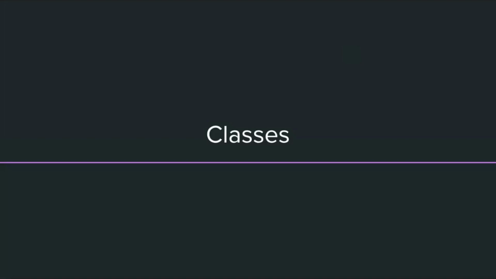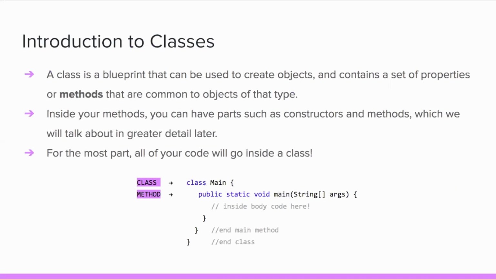Now we'll start today's lesson on classes. A class is a blueprint that can be used to create objects and contains a set of properties or methods that are common to objects of that type. Inside your classes, you can have parts such as constructors and methods, which we will talk about in greater detail later. For the most part, all of your code will go inside a class.